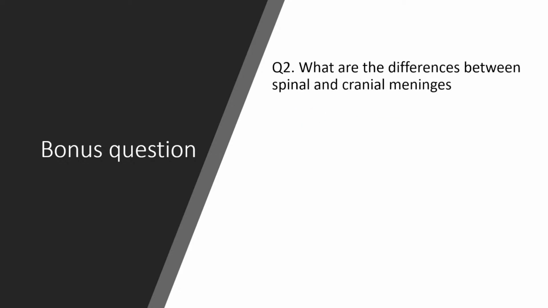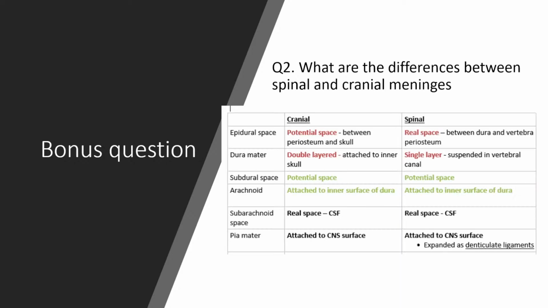What is the difference between spinal and cranial meninges? This is the question we got asked in my exam. The cranial ones have an epidural space, which is a potential space between the skull and the periosteum, whereas in the spine, it's a real space. This is where the epidural comes through, or spinal anesthetic. You put into this space between the dura and the vertebrae.